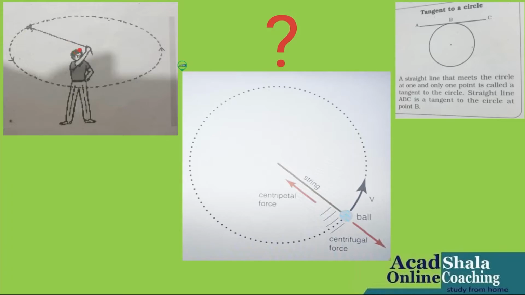Okay. Now, what will happen in the absence of this force? When there is no centripetal force, that means when the boy releases the thread, what will happen? You can view this diagram also now. In the absence of this force, that is centripetal force which was there in the center, the stone flies off along the straight line.